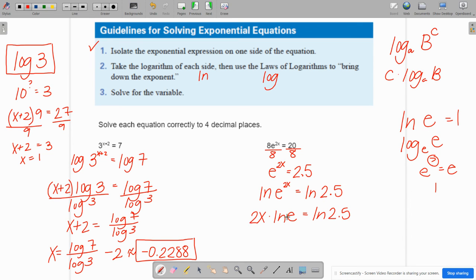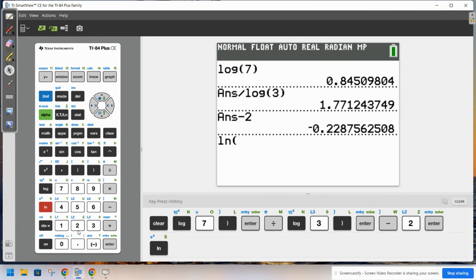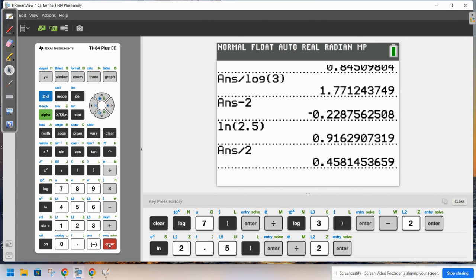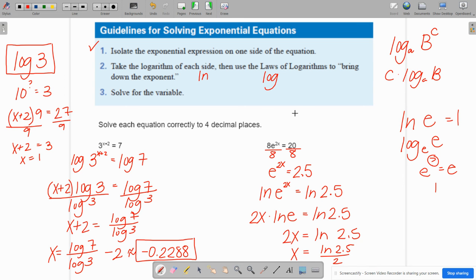So 2x times 1 is just 2x. So 2x equals the natural log of 2.5. So to isolate x, we would say this is the natural log of 2.5 divided by 2. So in our calculators, the natural log of 2.5, that quantity divided by 2, we get 0.4581. So our approximate answer is about 0.4581.